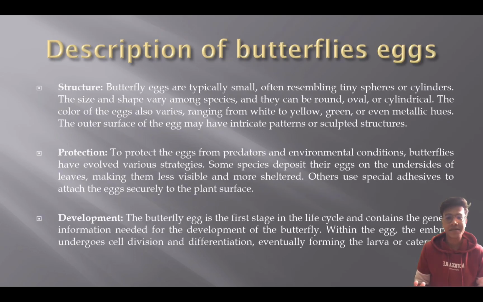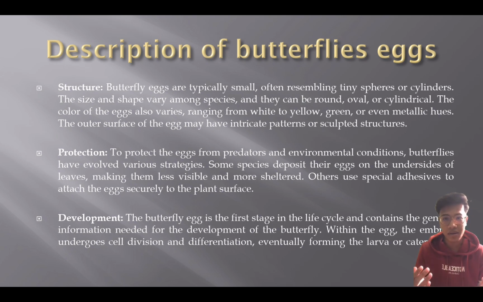So, in the next slides, I will tell about the description of butterfly's eggs. First is structure. Butterfly eggs are typically small, often resembling tiny spheres or cylinders. The size and shape vary among species, and they can be round, oval, and cylindrical. The color of the eggs also varies, ranging from white to yellow, green, or even metallic hues. The outer surface of the egg may have intricate patterns or sculpted structures.